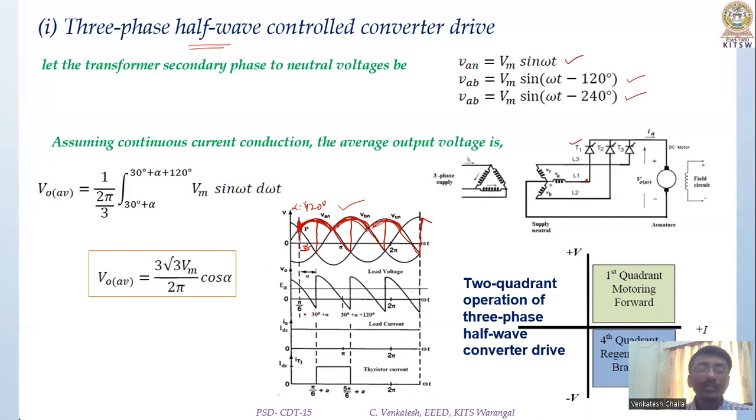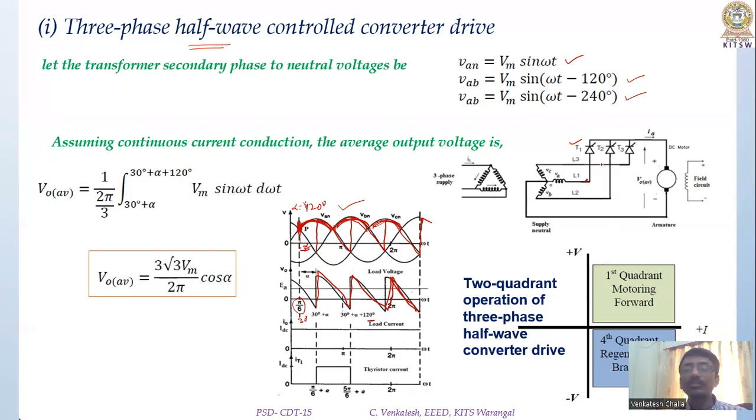So what we can see here is the 30 degrees point, or 5 by 6 point, is taken as a reference point. From there, there is a delay angle of alpha. From that alpha, each thyristor conducts for 120 degrees. So there will be three output pulses in the output or load voltage for the duration of one cycle of input supply. If the input supply completes one cycle, the output voltage will have three voltage ripples like this.